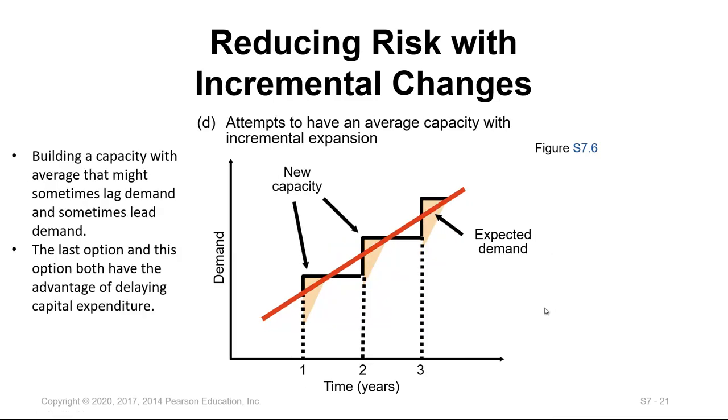Building capacity on average, so that it sometimes lags demand or sometimes leads demand, is another option, and for that option you can see that we keep our capacity within the range of the demand. Both the lagging option and building your capacity within the average have the advantage of delaying capital expenditure or capital investment until you're sure of the demand and the stability of the demand.